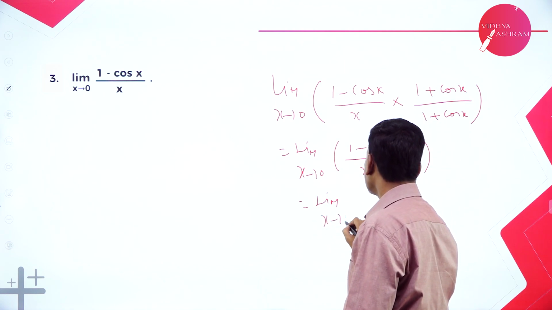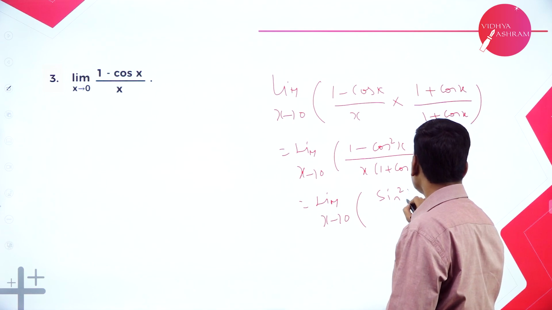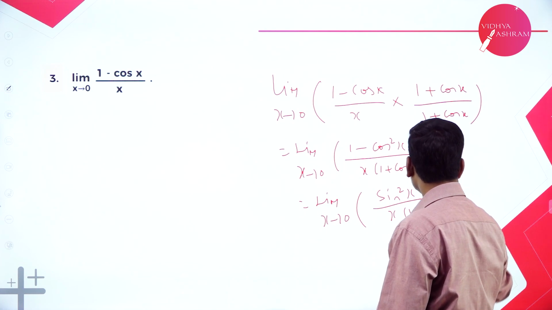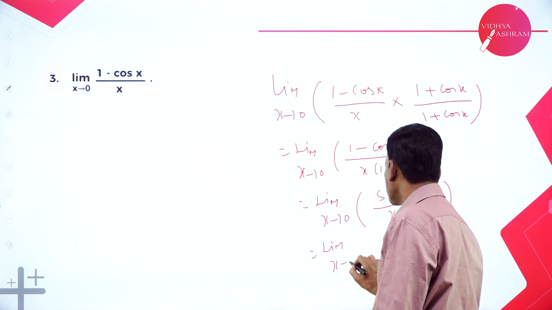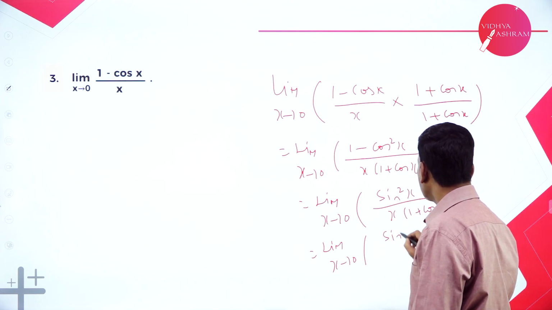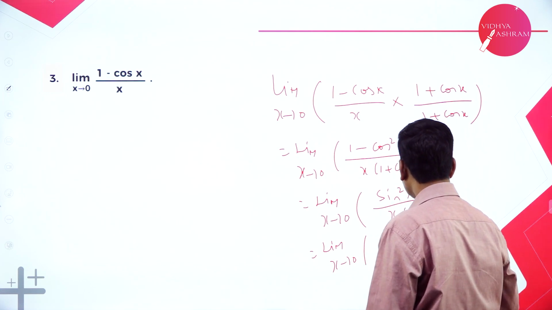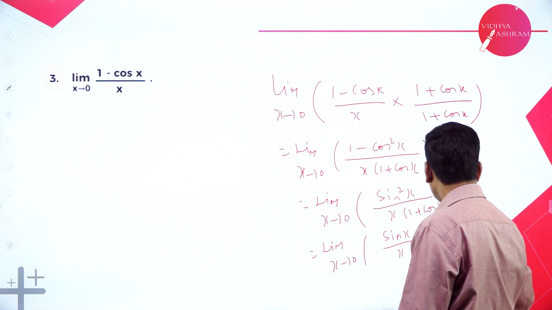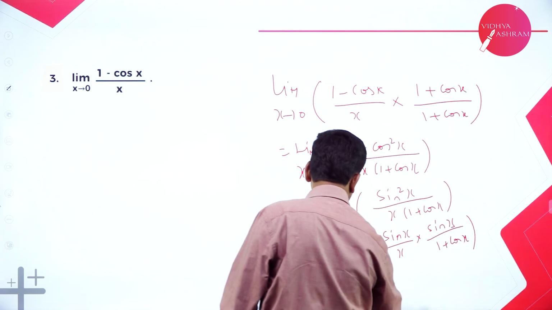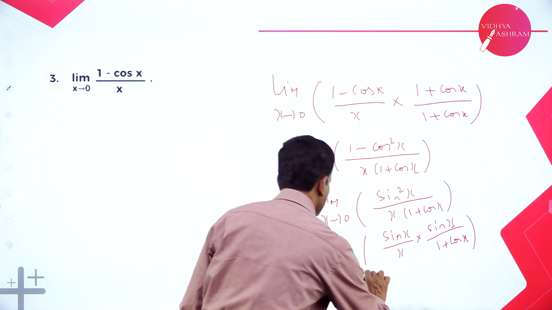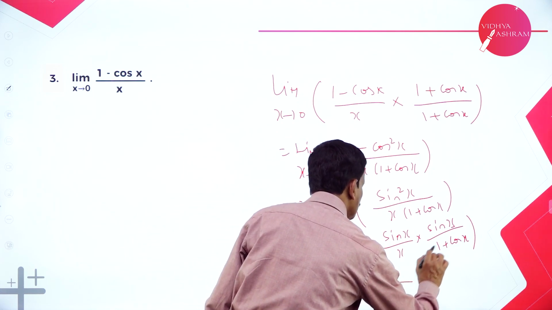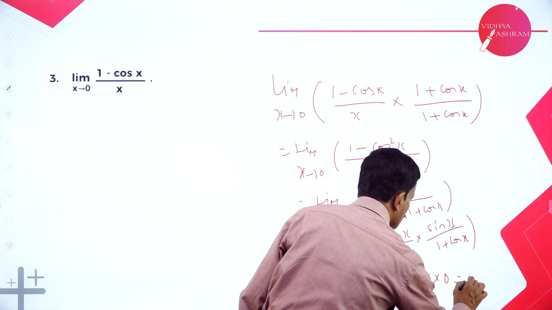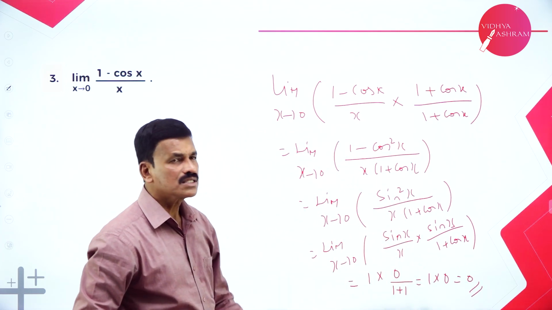So this is limit x tends to 0. 1 minus cos square is sin square x divided by x into 1 plus cos x. So this can be written as limit x tends to 0 of sin x divided by x into sin x divided by 1 plus cos x. Now apply the limit. You know sin x by x is equal to 1, into sin 0 is 0, divided by 1 plus cos 0 is 1. 1 into 0 by a number is 0. So the answer is 0 for this.